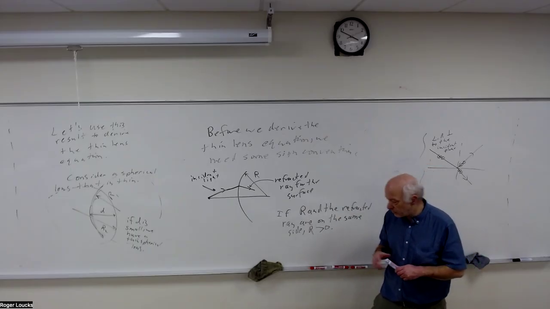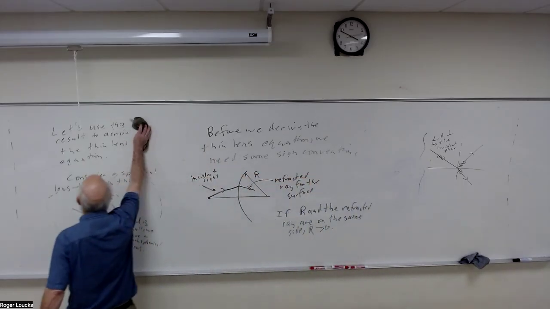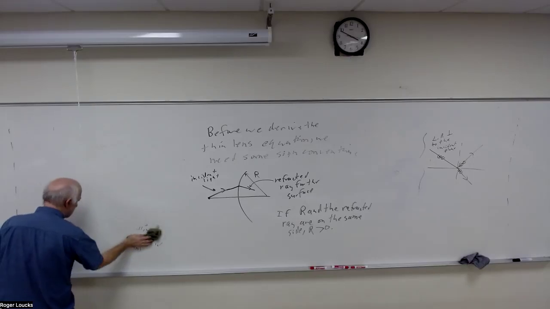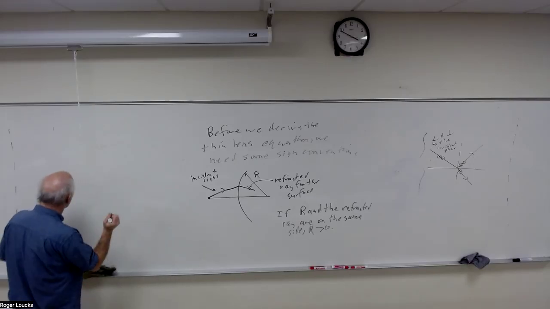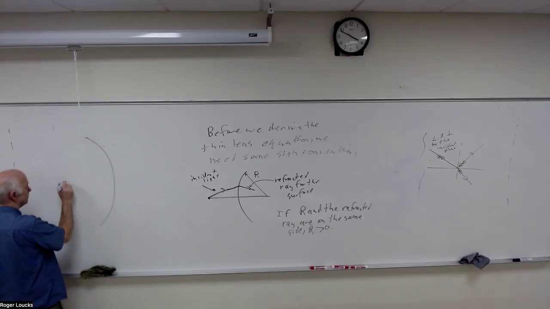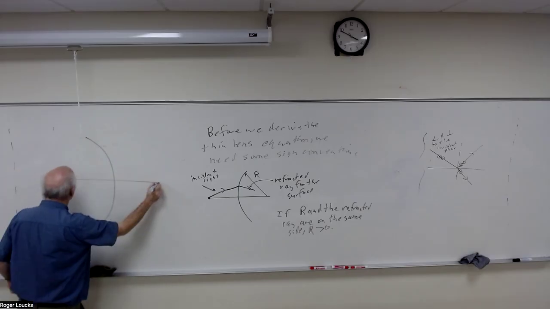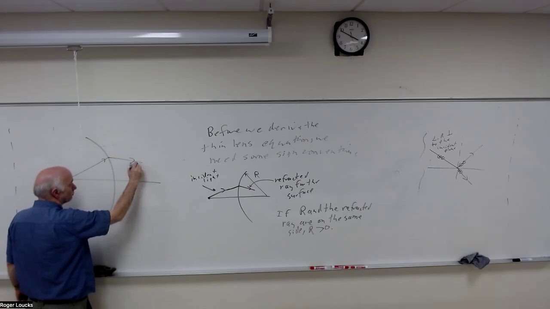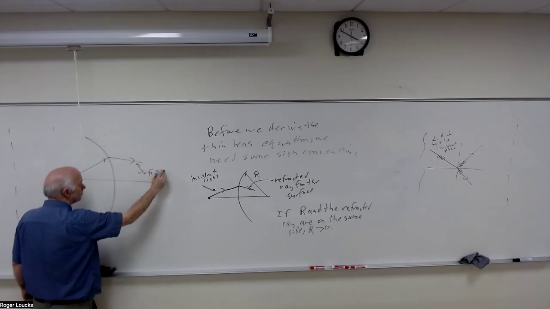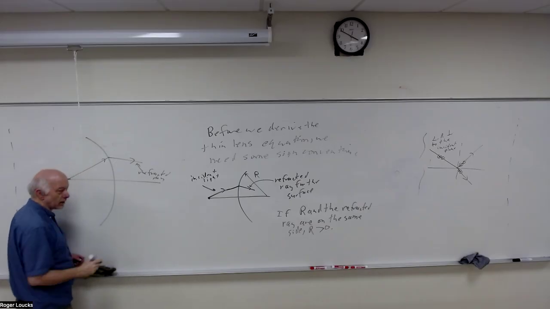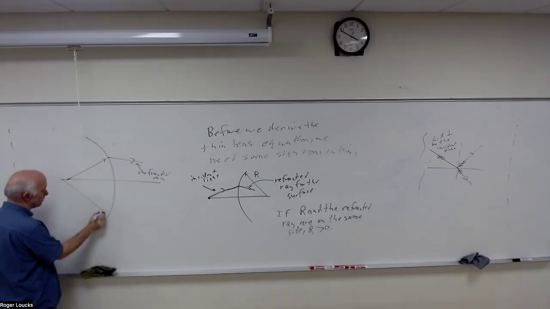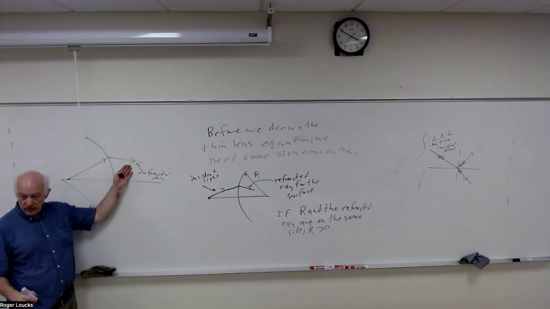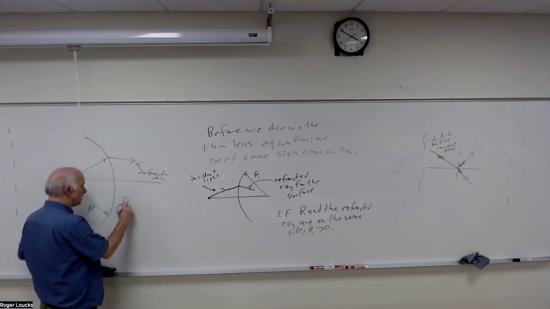Now, what would a negative one look like? It's still spherical, so that'd be one like this. Here's my light, and here's my refracted ray. Where would my R be over here? My R would be something like this. So my R is on this side, and my refracted ray is on this side.